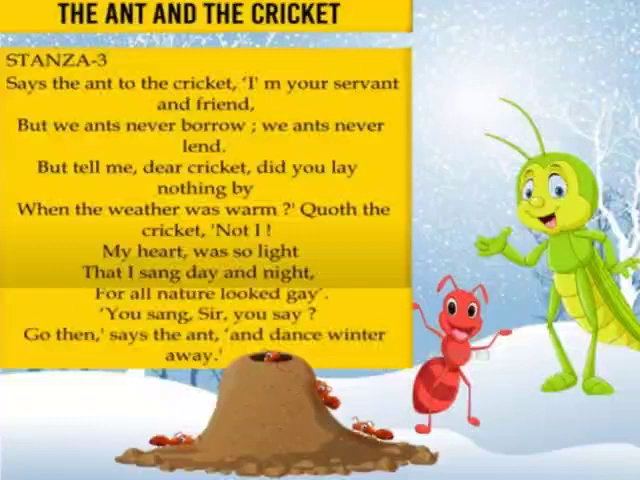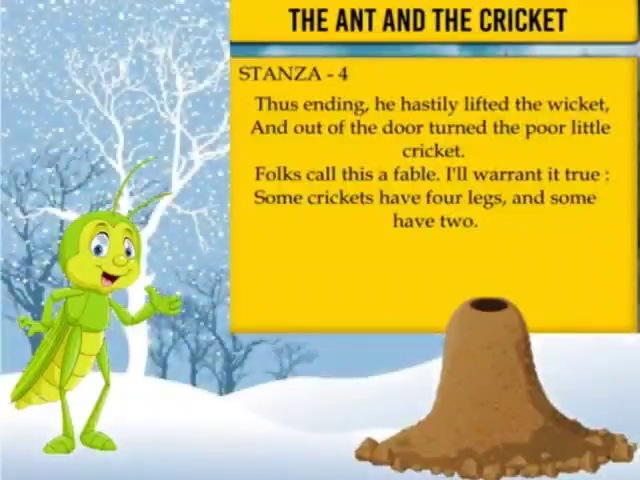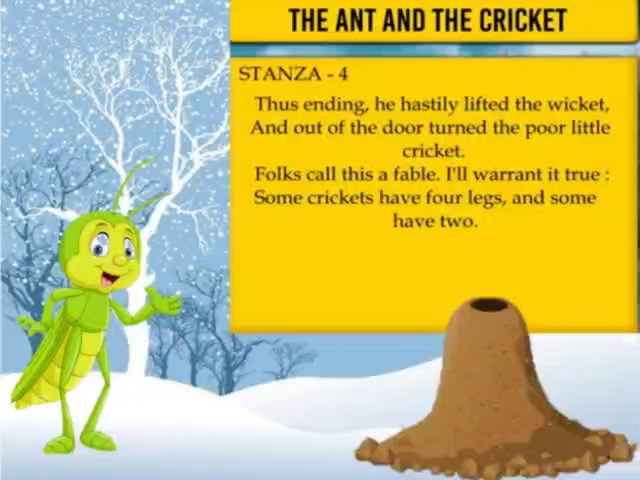And then the ant told him to go and dance the winter away. Thus ending the conversation, the ant quickly closed the door and turned the poor little cricket out of the house. People call this a fable, but the poet says he assures us it's true, meaning that some crickets have 4 legs and some crickets have 2.